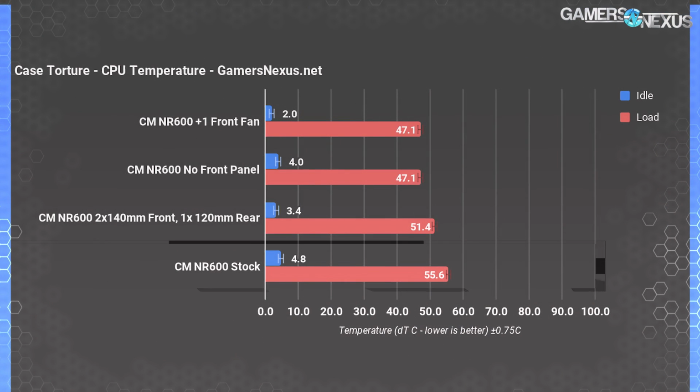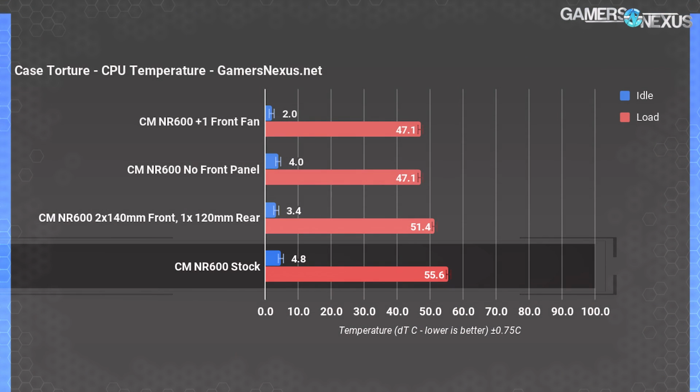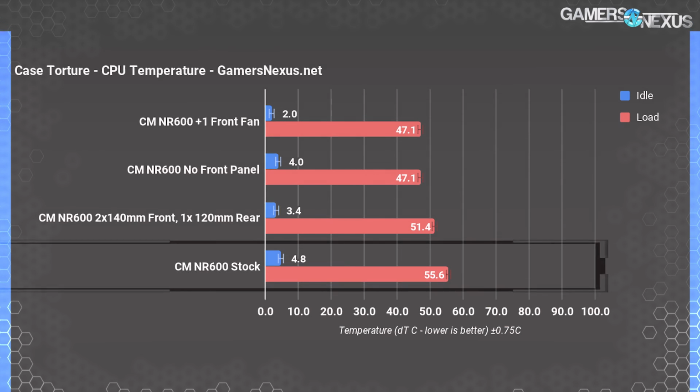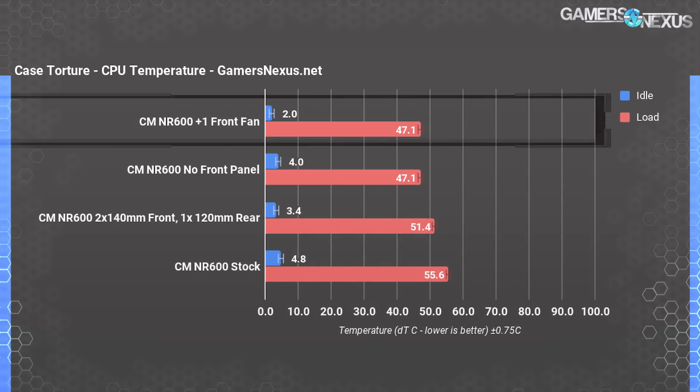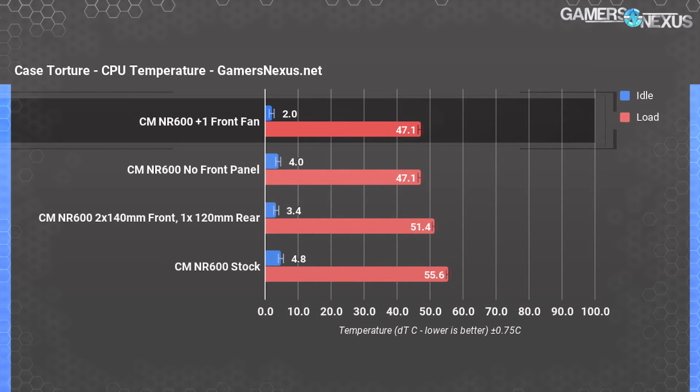With the Cooler Master NR600 under full stock conditions, we measured CPU thermals at 55.6 degrees delta T over ambient when running the torture workload, with idle at about 4.8 degrees Celsius. Simply adding a 1500 RPM 120mm fan to the front dropped CPU thermals to 47 degrees over ambient, a reduction of 8.5 degrees.